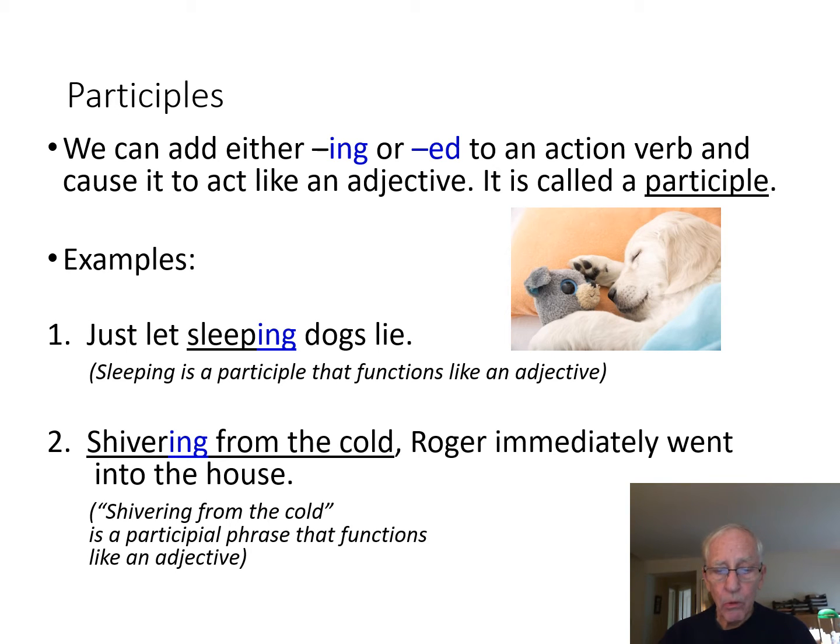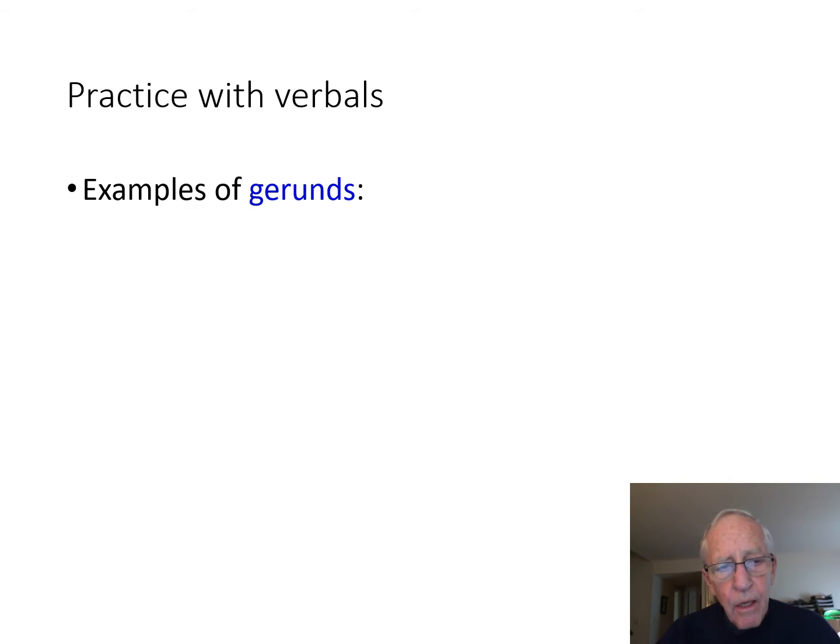Here's another one. Shivering from the cold, comma, Roger immediately went into the house. Here we've got a participial phrase. The participle is shivering. There's an action verb, shiver. We put ing on it, shivering. That makes it a participle. And since it's shivering from the cold, we now have a participial phrase. The first sentence is simply a participle. Here we have a participial phrase.